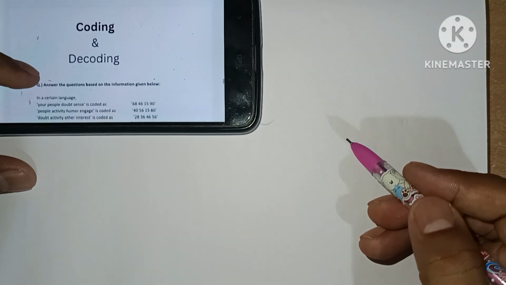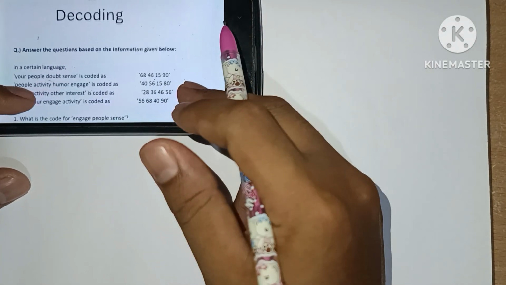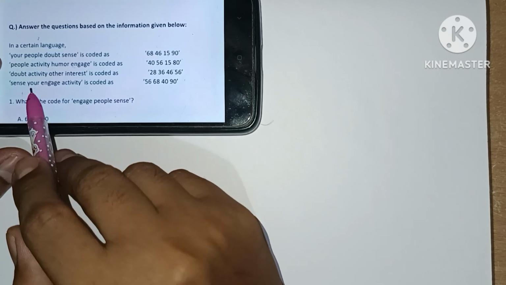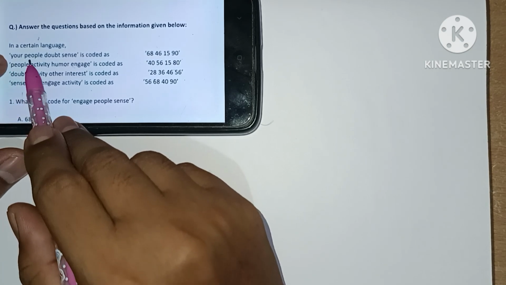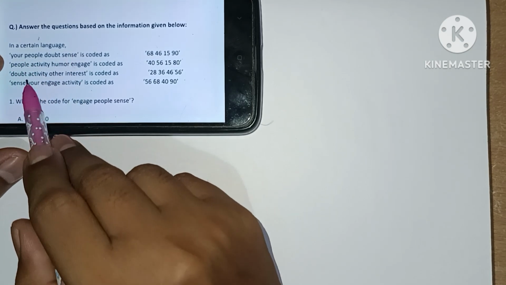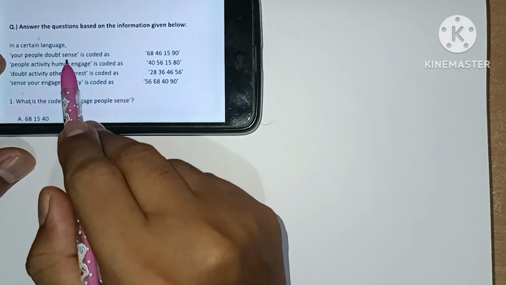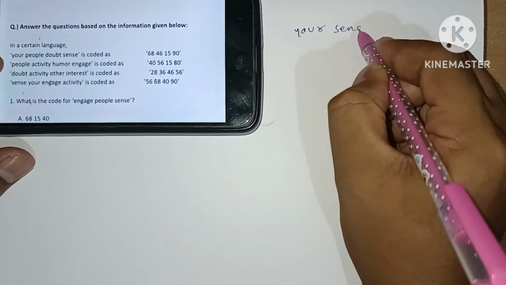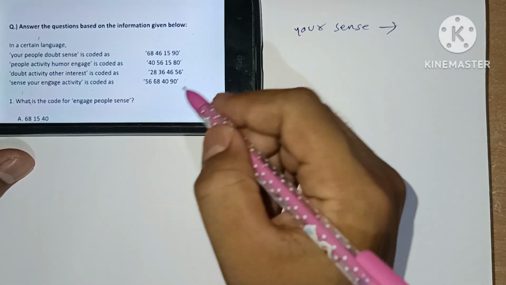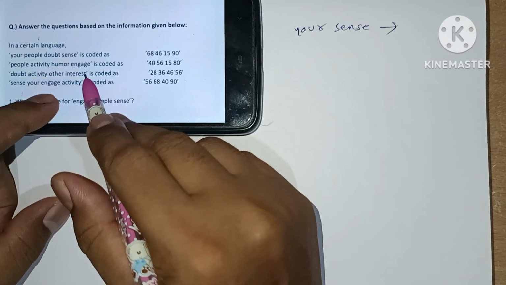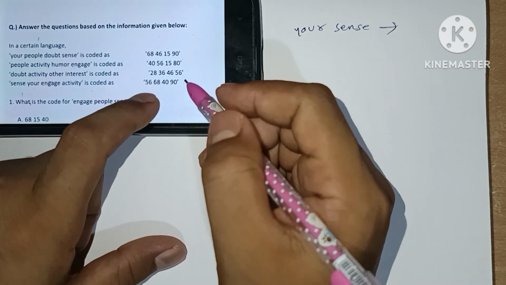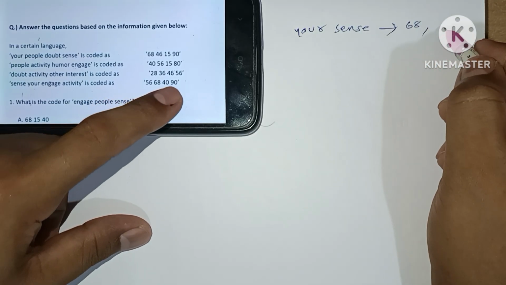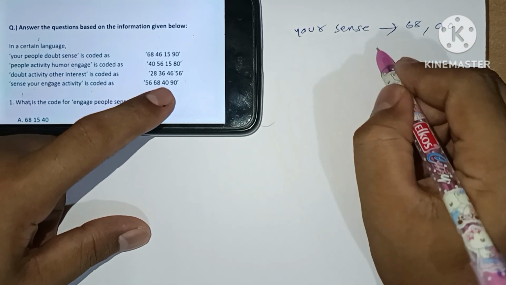Now we are going to deal with coding and decoding questions. First we need to find the correct codes of the words. Here we see "your", and here is also "your". Is there any other common word in first and last? "Sense" is also a common word. So we have "your" and "sense" as common words from the first and fourth, and there is no other "your" and "sense" in the other two sentences, so what we have common is 68 and 90 for "your" and "sense".